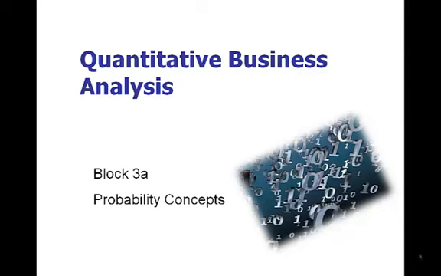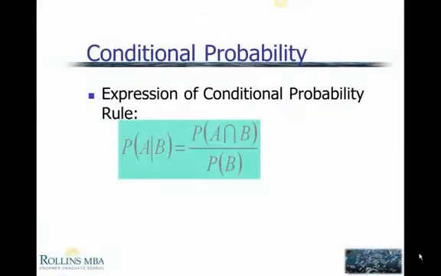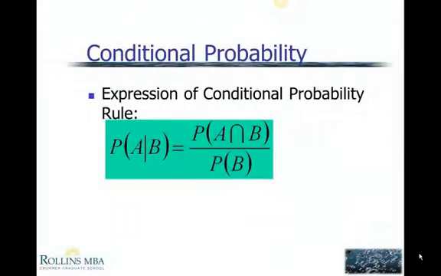And the expression for conditional probability is really captured as the following. What we're saying is the probability of event A happening given that B has already happened, or we can take it as a given, that's on the left-hand side of the equation, is equal to the probability of being in the intersection of A and B divided by the probability of B.